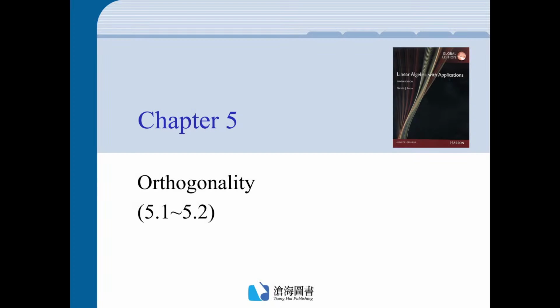Chapter 5. Okay, so now we want to talk about geometry of a linear space.